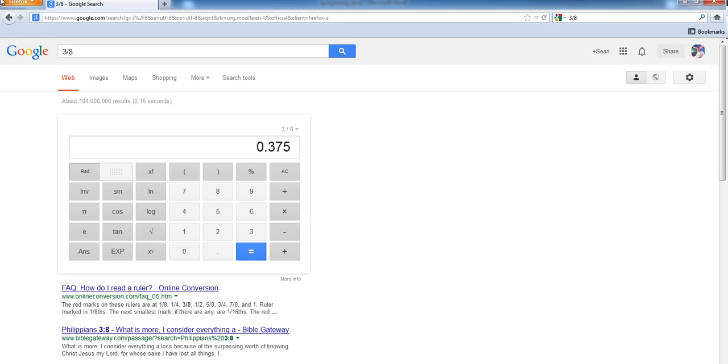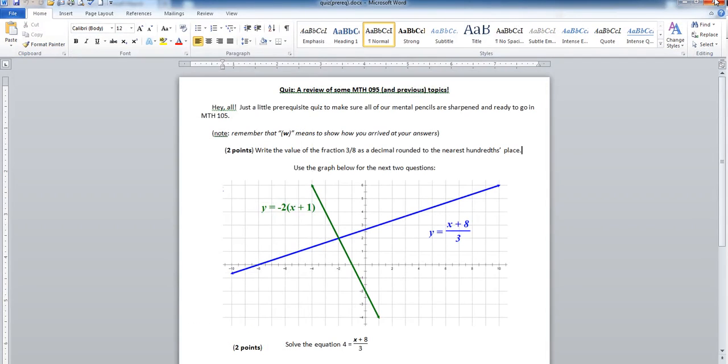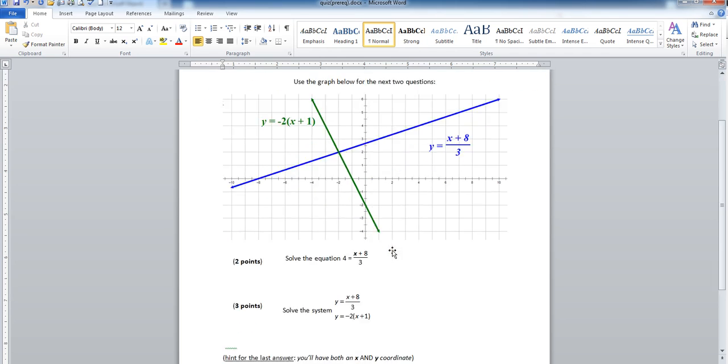that one. Another way you can do it, of course, is to use your TI. That'll work just fine as well. You could also do it longhand if you wanted to, but any way you do it, it's going to be 0.38 rounded to the nearest hundredths. Hundredths is going to be 2 decimals: tenths, hundredths, thousandths. 0.375 would be thousandth place, but we're looking for hundredths. So there's your first 2-point question there.